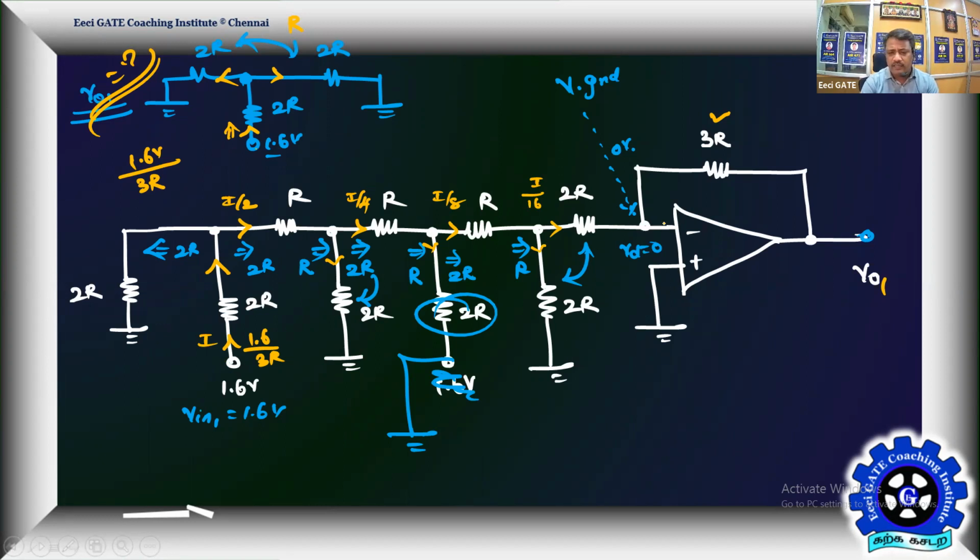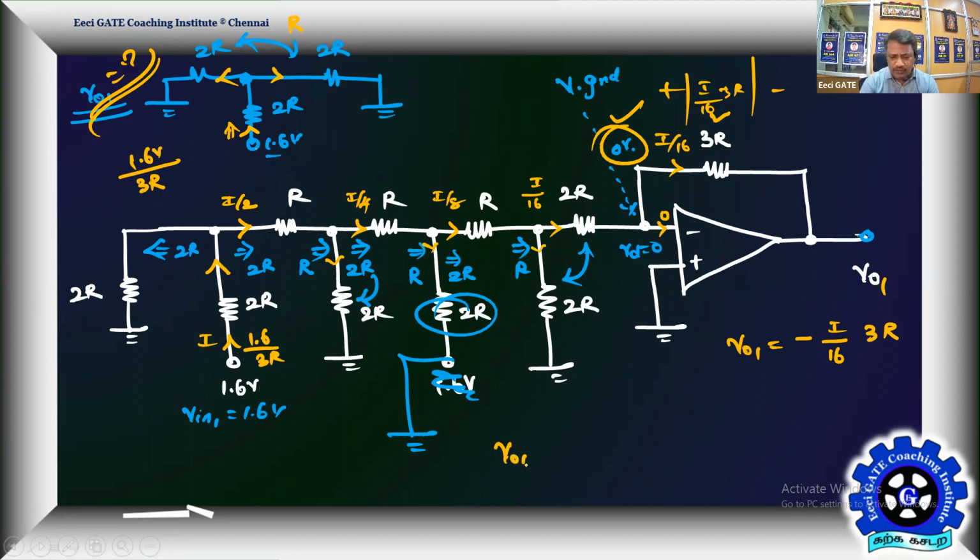Yes, then no current goes into the inverting terminal of the op amp. The same current will be going through this. The current going through this is going to be I by 16. That is going to make a drop of I by 16 into 3R. So I by 16 into 3R will be the voltage across this 3R. Then from this 0 volt, you're going to lose this. Therefore, V01 is going to become minus of I by 16 into 3R. That's your V01 quickly. You may feel this is relatively lengthy, but any other route also will consume the same time. This is a better and smarter route.